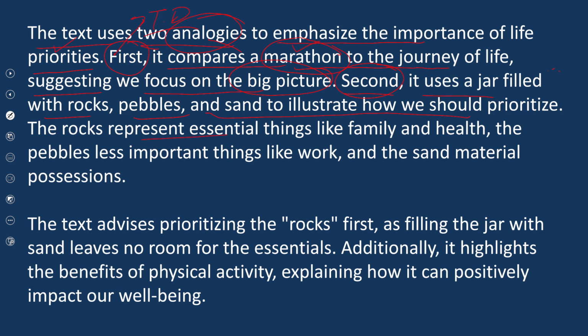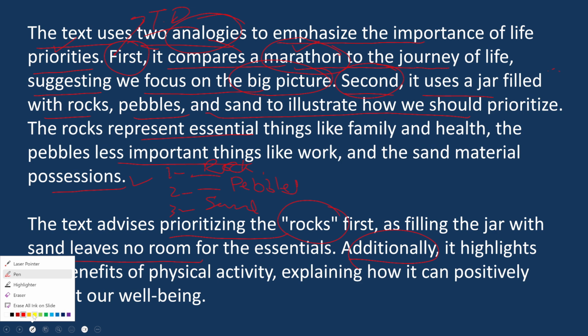The rocks represent essential things like family and health. The pebbles are less important, and the sand, material possessions. So the order is rocks, pebbles, and sand. The text advises prioritizing the rocks first, as filling the jar with sand leaves no room for the essentials. Additionally, now this is also a transitional device, it highlights the benefits of physical activity, explaining how it can positively impact our well-being.